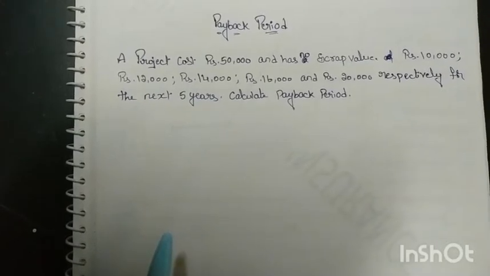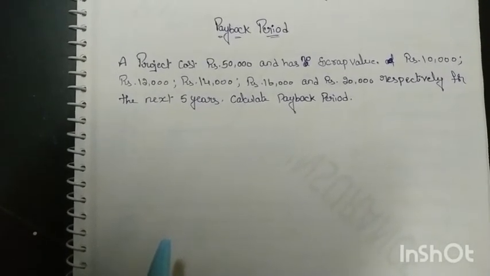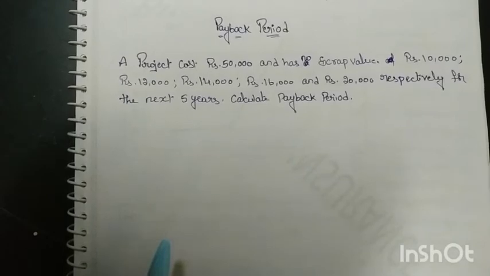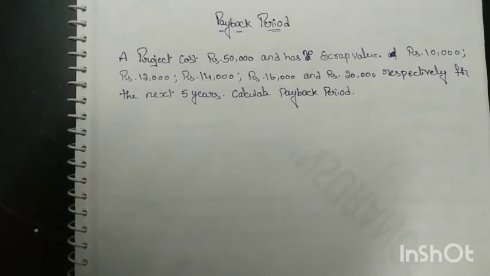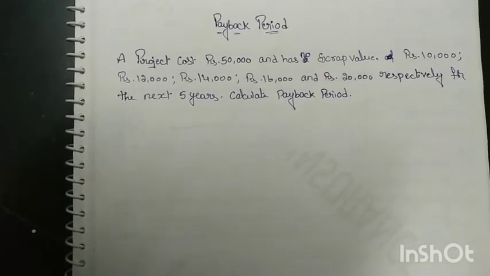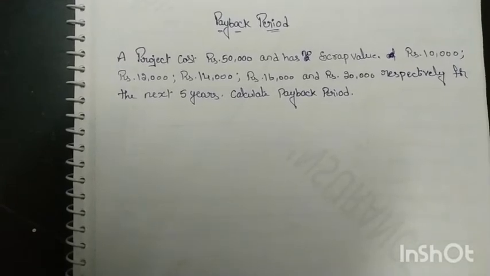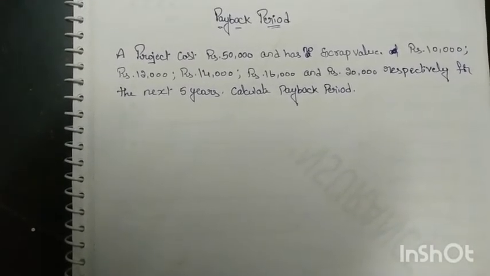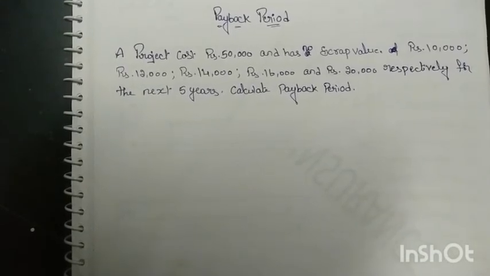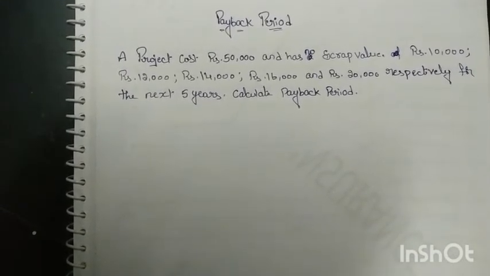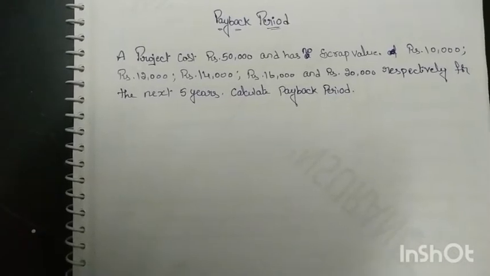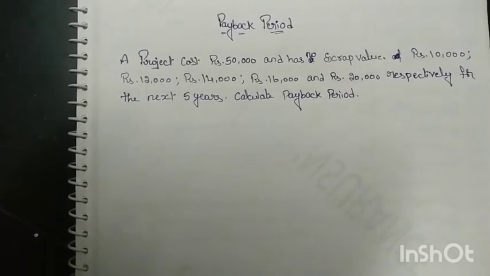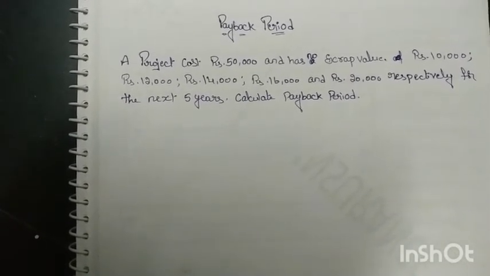Hi friends, welcome back. Now we will go for explaining about the calculation of payback period in case of uneven cash flows. Uneven cash flows are those cash flows which will not have the same amount of inflow every year. Every year, whatever the cash inflow you are generating, the amount will be different for different years. In such situations, how will we calculate the payback period?